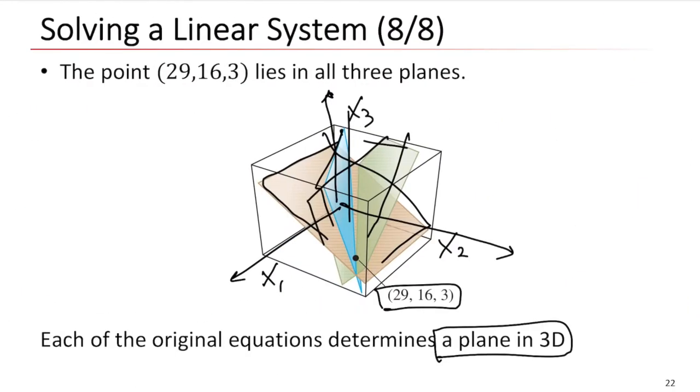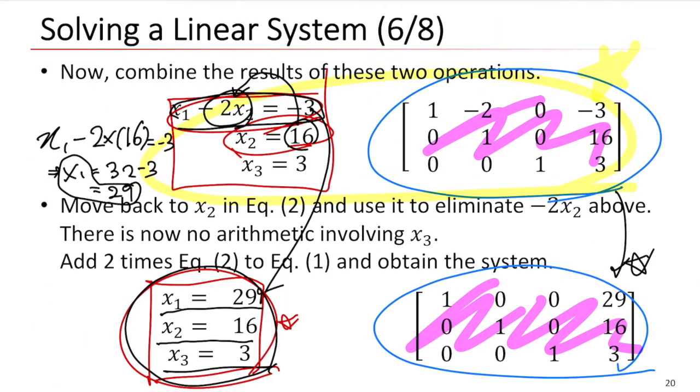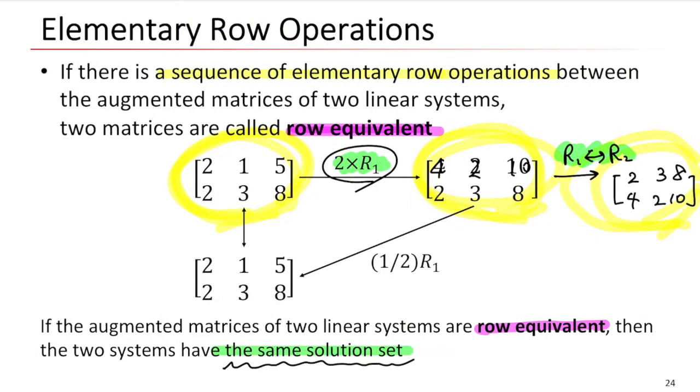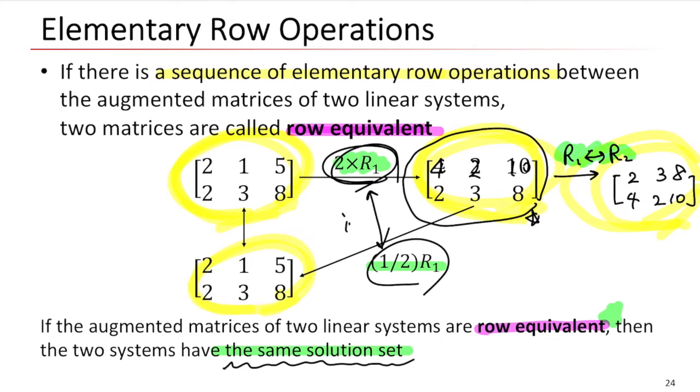Why? Because when we apply the elementary row operation, let's use this slide, when you apply the elementary row operation between them, the solution set should not be changed. So to get the final solution, this row equivalent property is really important. So how can we do that? Because this row operation is reversible. What does that mean? When we have this matrix, we can multiply 1 over 2 times R1, then we can get another matrix like this. These two row operations are invertible.